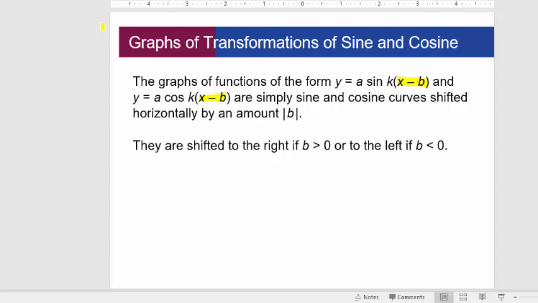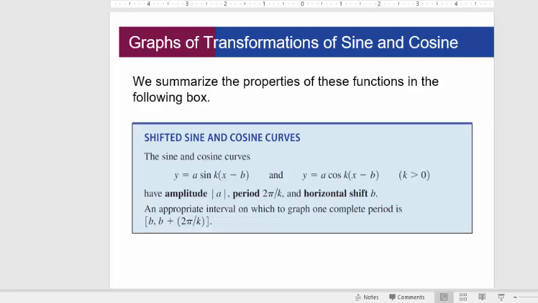But remember, the idea is that minus sign is always there. So if you see a minus sign there, it means it's going to the right. If you see a plus sign there, it means it was going to the left. So that's why you had to be a little bit careful with these horizontal shifts.